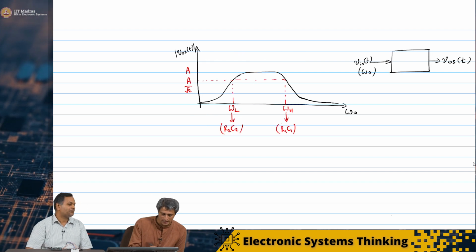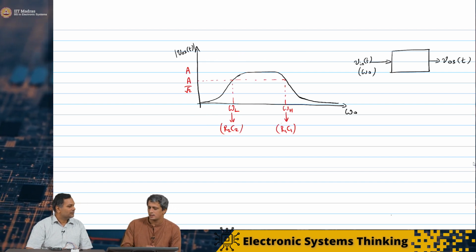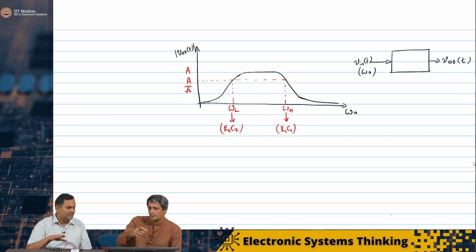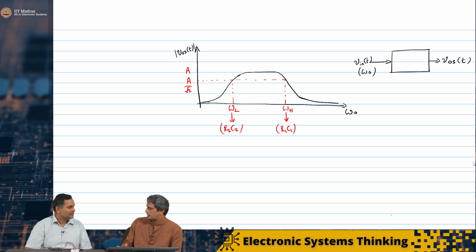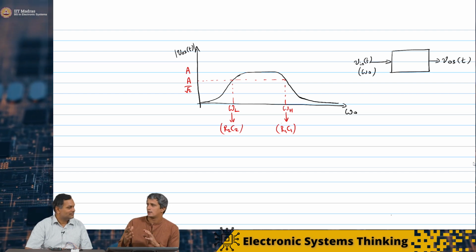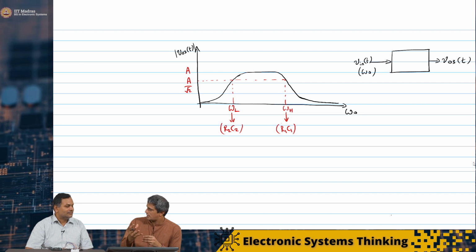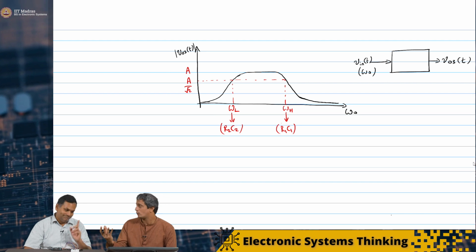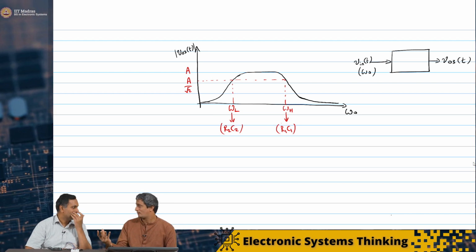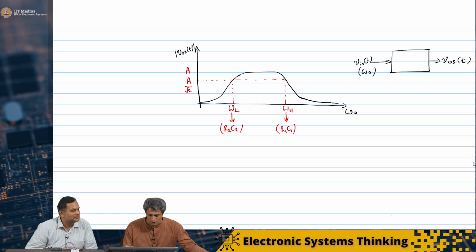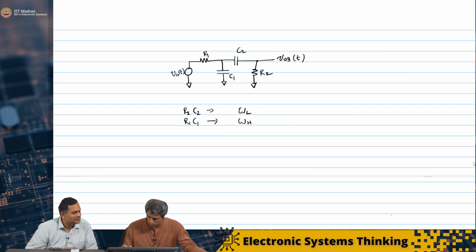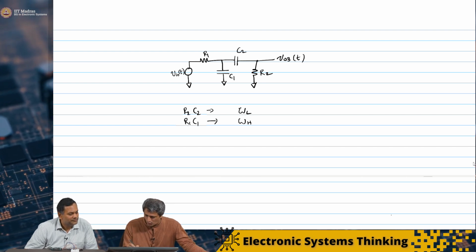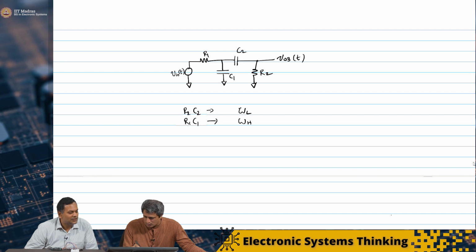Effectively, like you said, the first half looks like some response of a high pass filter. The second half looks like that of a low pass filter, right? So the cutoff frequency of the high pass filter must be lower than the cutoff frequency of the low pass filter. That makes sense. So here, this is the cutoff frequency of the low pass filter, and this is the cutoff frequency of the high pass filter.